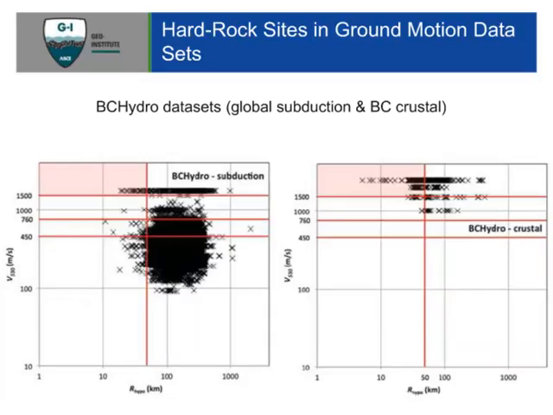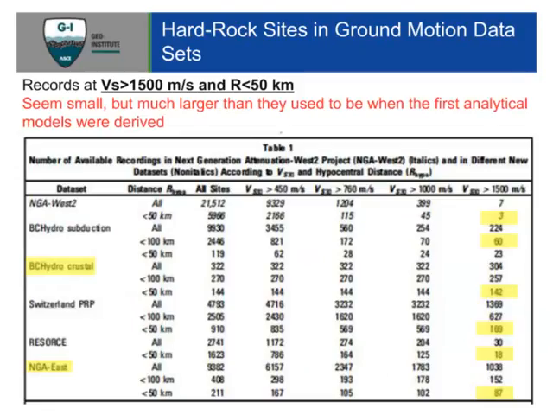BC Hydro has data sets for subduction seismicity and crustal seismicity that I need to skim through a little fast to keep on time. So this table basically gives you the number of records which are adequate for our study, so that I've highlighted in yellow, so a lot have practically nothing to work with. We need to say that this is still a lot more data than what was available when the first analytical models, which are still used today, were derived.